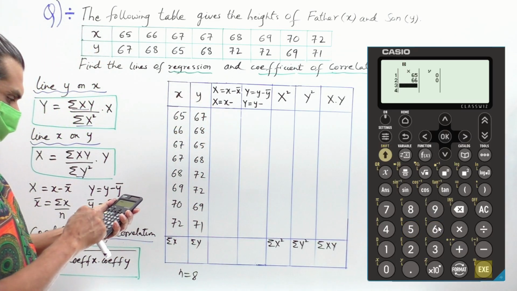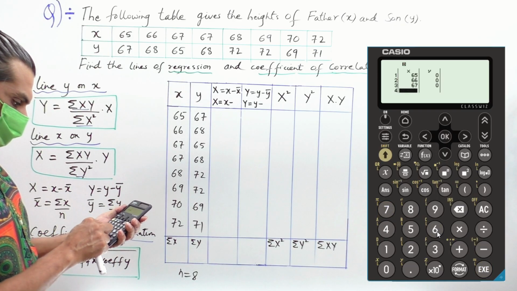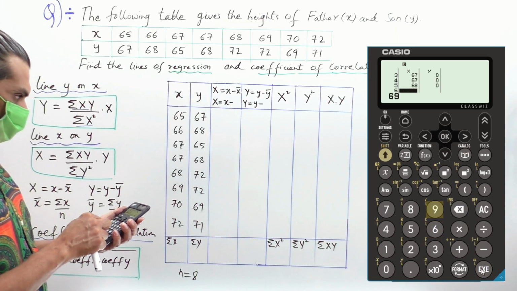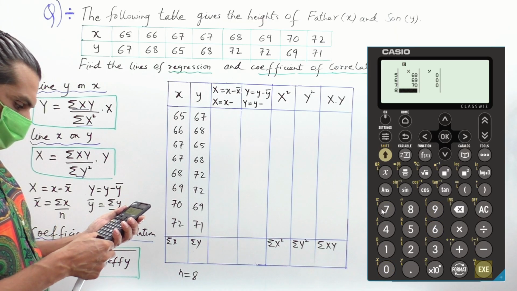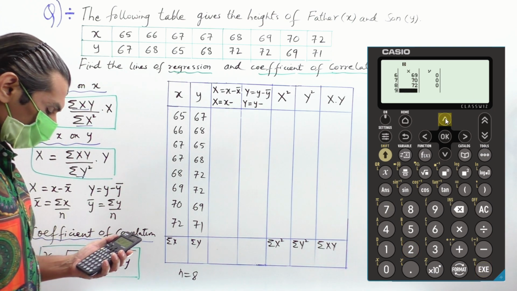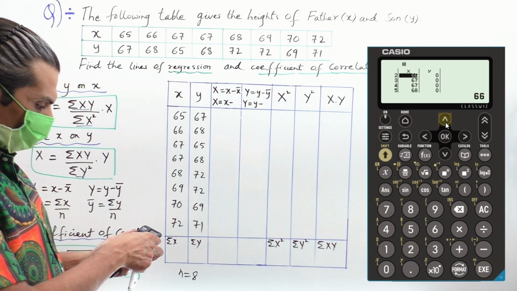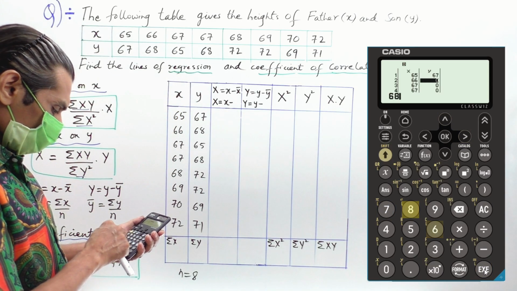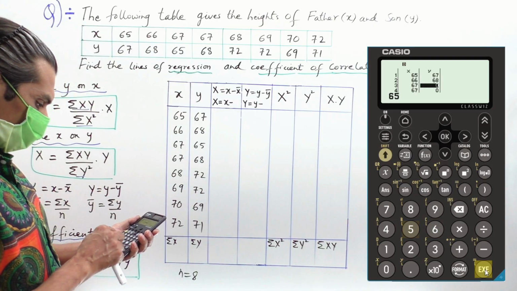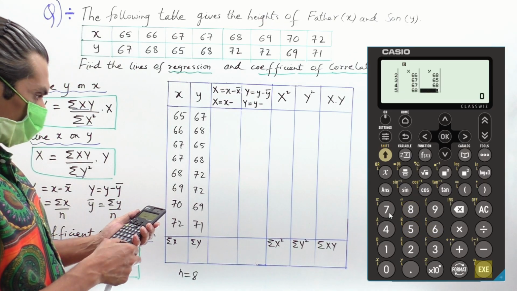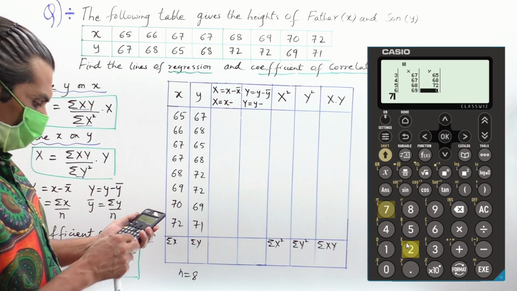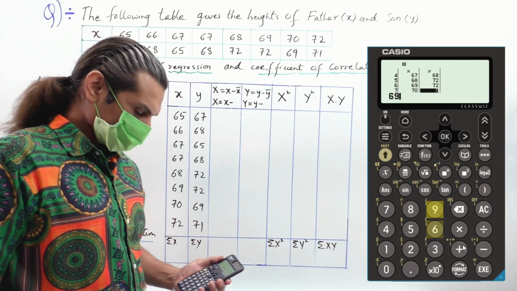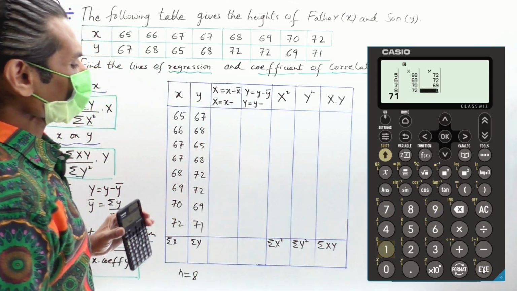So, we have 65, execute; 66, execute; 67, execute; 67, execute; 68, execute; 69, execute; 70, execute; 72, execute. Done. Okay. Next, the y values, we have 67, 68, 67, execute; 68, execute; 65, execute; then 68, execute; 72, execute; 72, execute; 69, execute; and then lastly we have 71. So, I have entered all the values in the calculator.